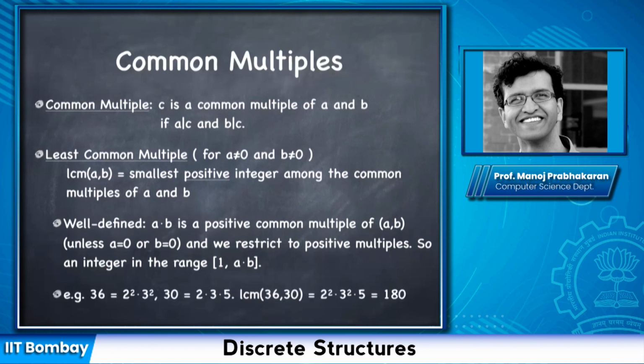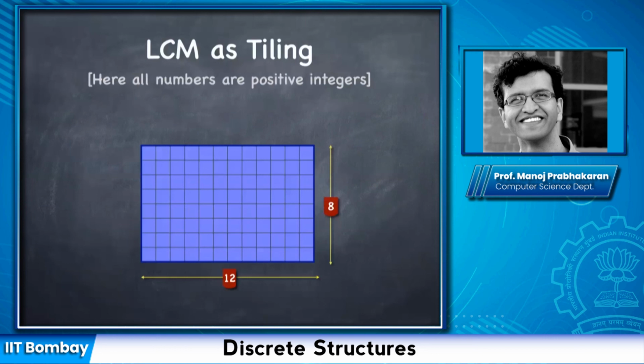So, here is an example. The numbers are 30 and 36. And here I have actually already written it using prime factors. And so the LCM in this case happens to be 180, obtained by taking the larger of the prime factors in each case. I'll come back to that in a second.